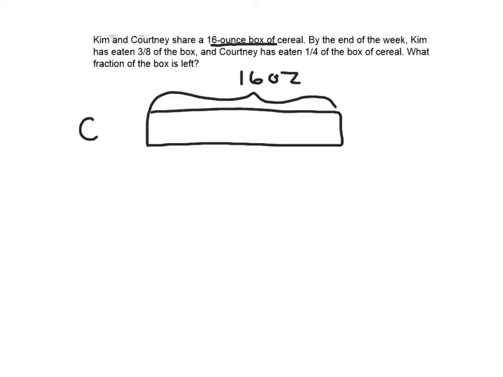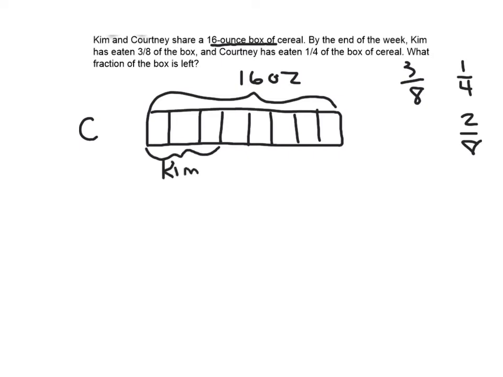By the end of the week, Kim has eaten 3/8 of the box, and Courtney has eaten 1/4 of the box. Well, I know that 3/8 and 1/4 can both have a denominator of 8. So we have 2/8 and 3/8. So I'm going to split my tape diagram into 8s. Now I know that Kim ate 3/8 and Courtney ate 1/4, which is 2/8. What fraction of the box is left? Well, that was easy. We already know that 3/8 of the box is left.